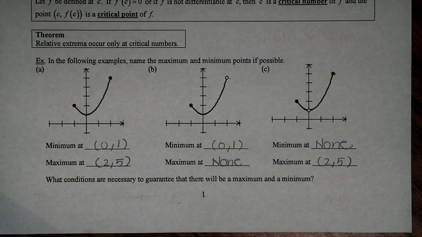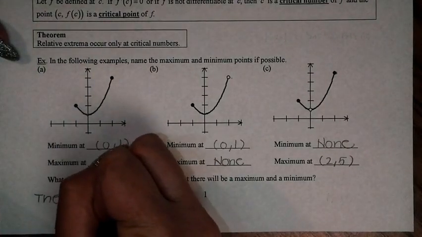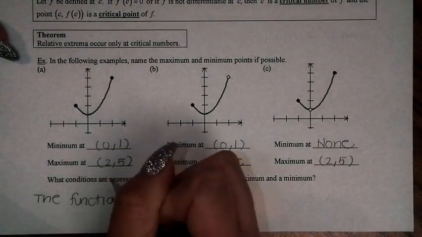So what conditions are necessary to guarantee that there will be a maximum or minimum? So what we know is that the function needs to be what?